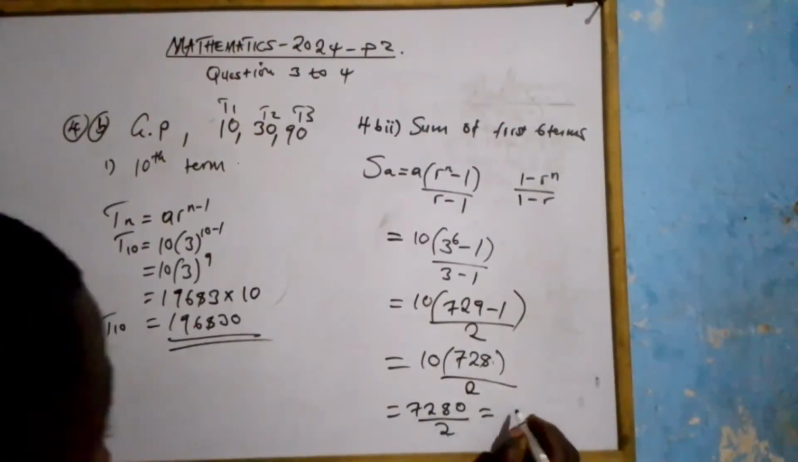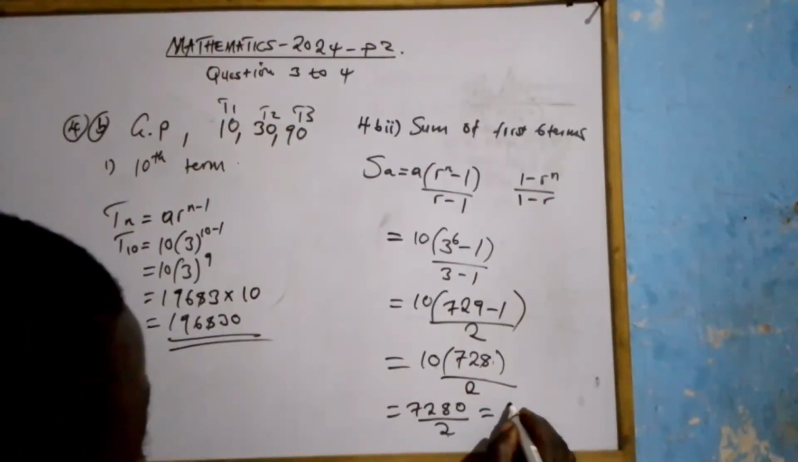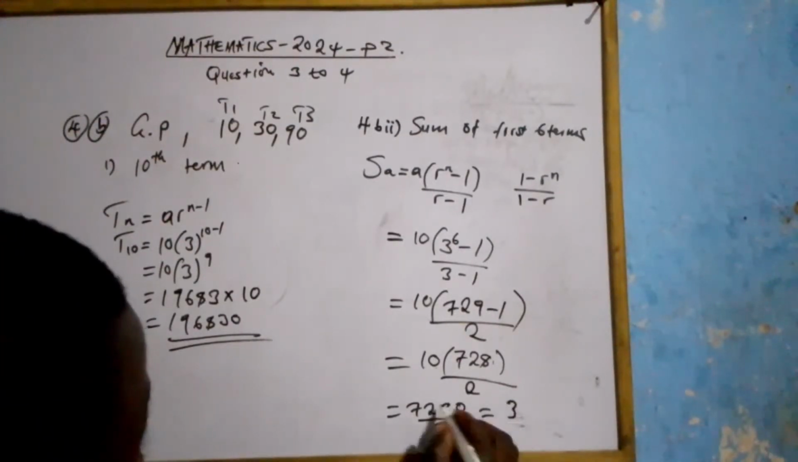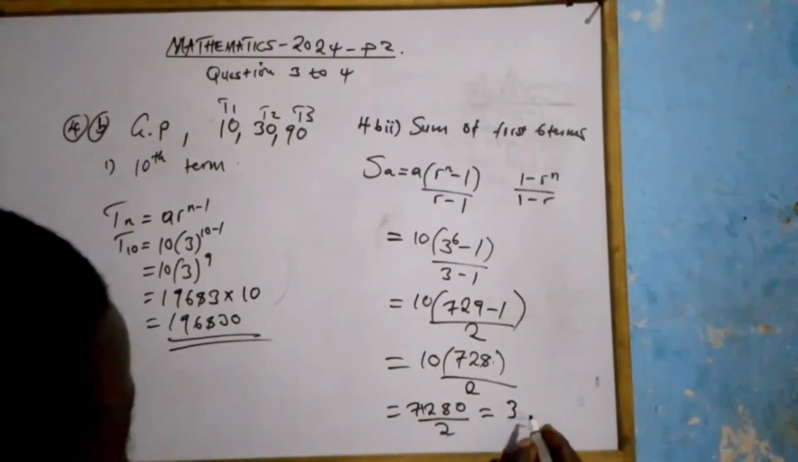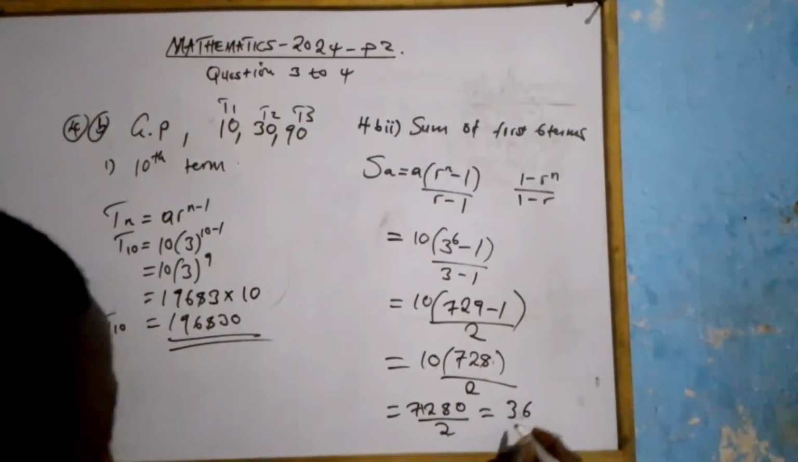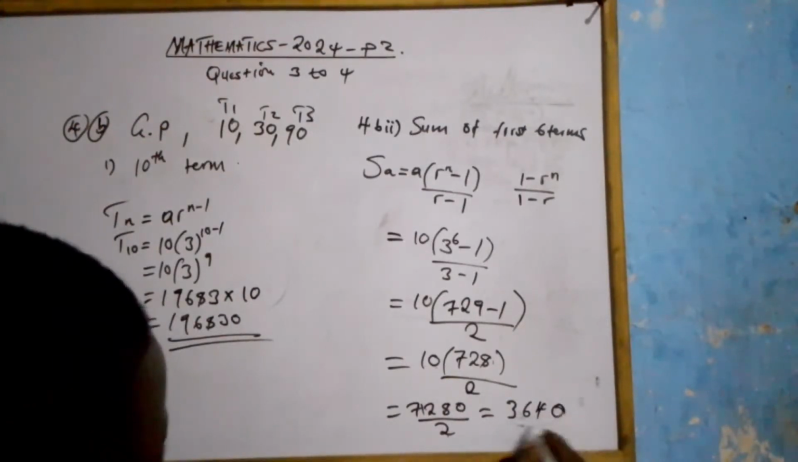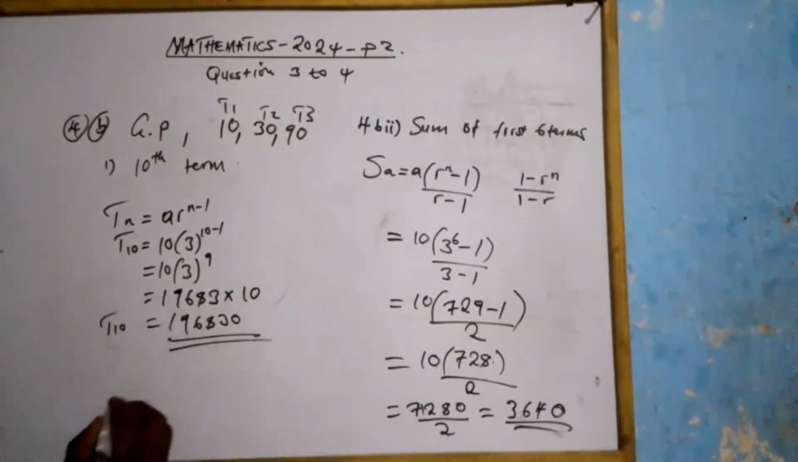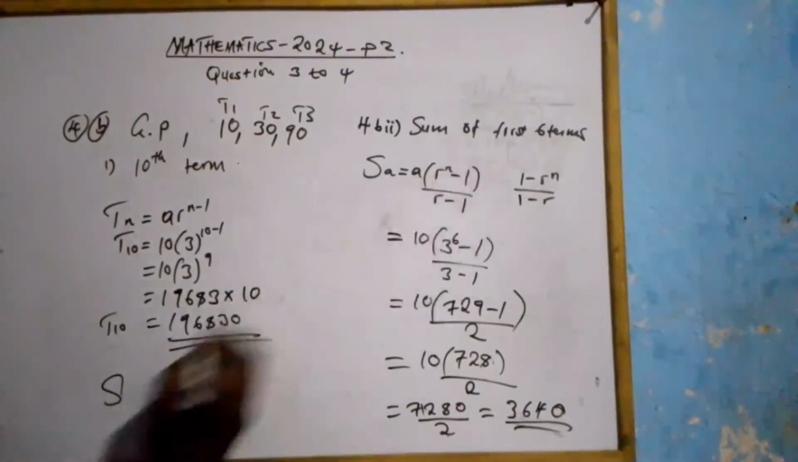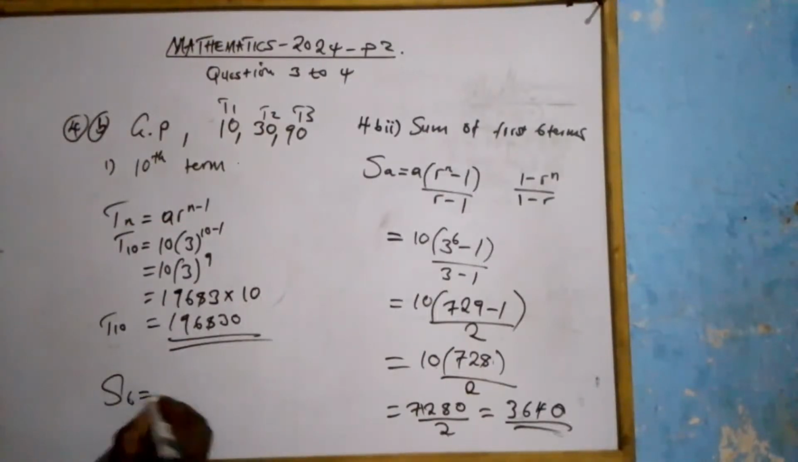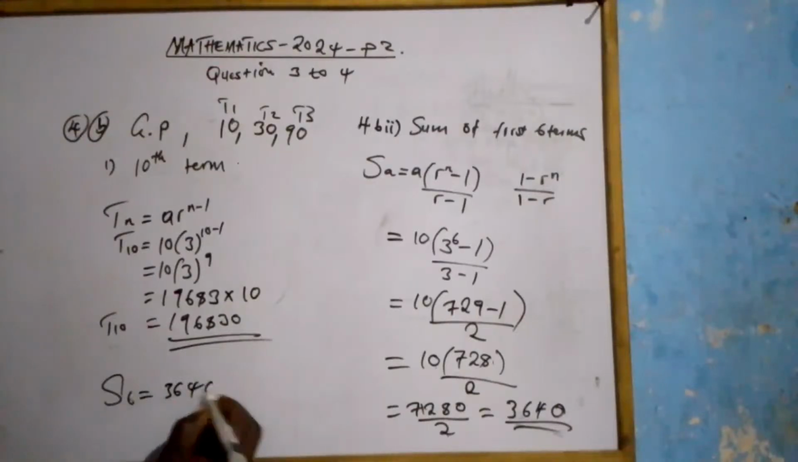2 into 7 is 3, then the 1, 2 into 12 is 6, 2 into 8 is 4, then 0. So this is our sum of the first 6 terms, which is 3640. This is our sum of the first 6 terms.